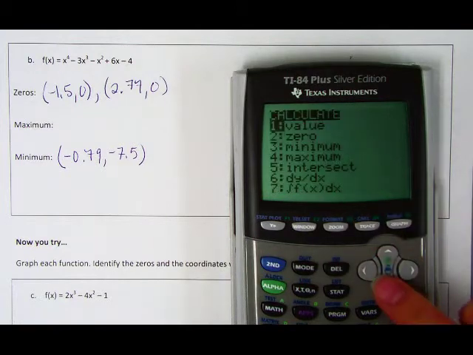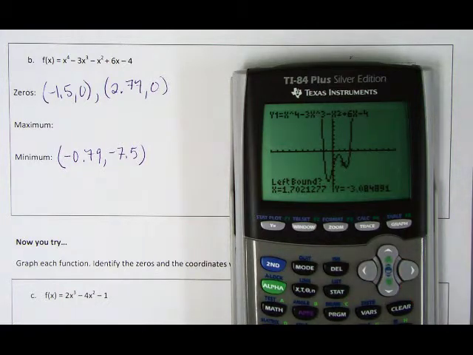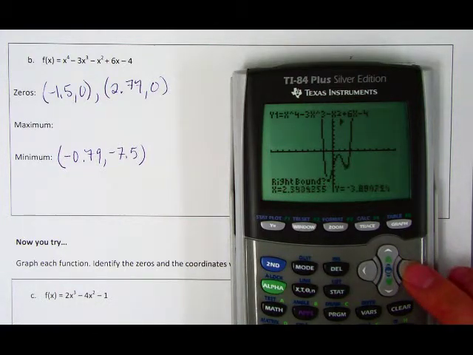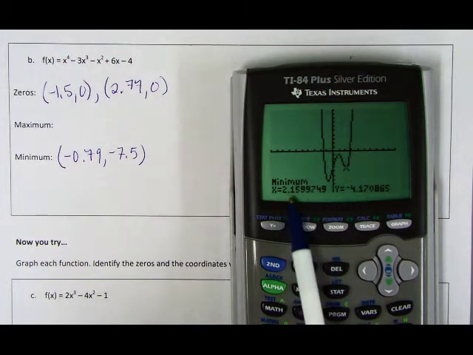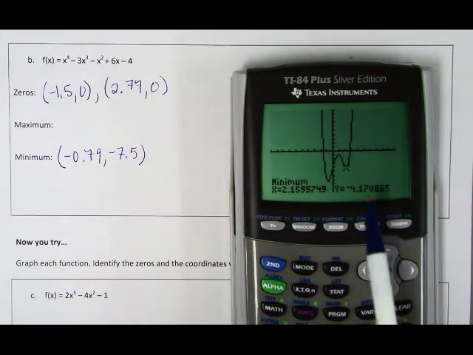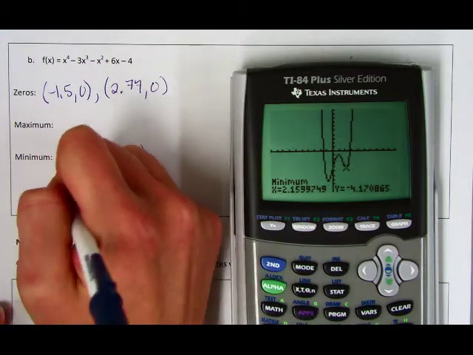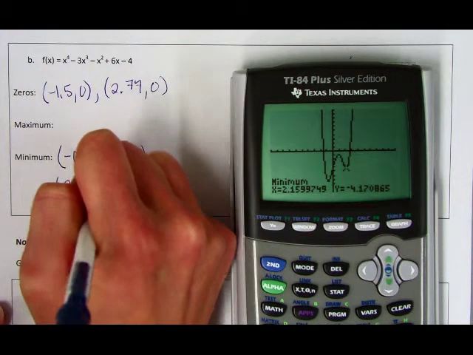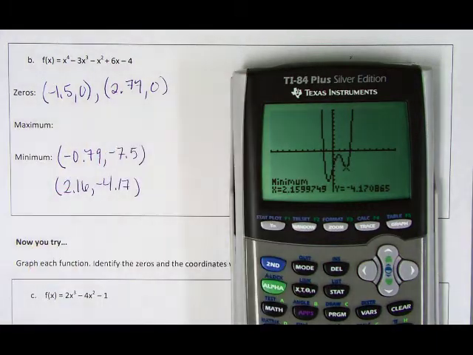Second trace again, go back down to minimum. Now I'm going to scroll over to my other minimum, make sure I'm just to the left of that curve. Scroll just to the right of the curve, hit enter again, and my calculator estimates it to be at 2.159 and -4.17. So we'll estimate this to be 2.16 and -4.17.